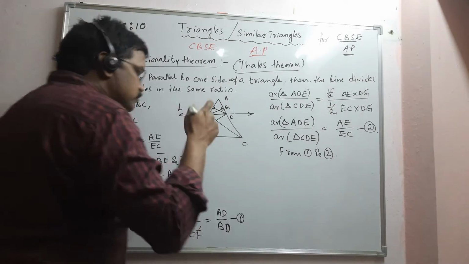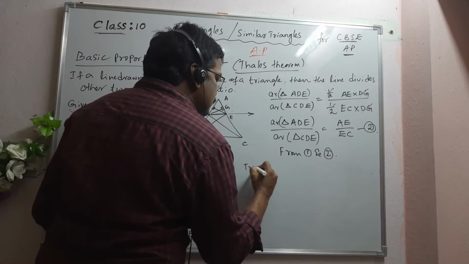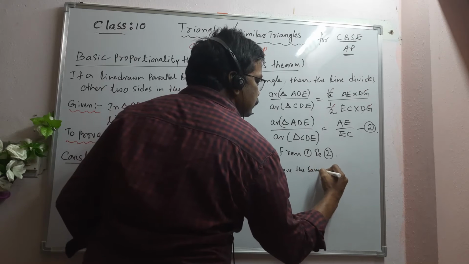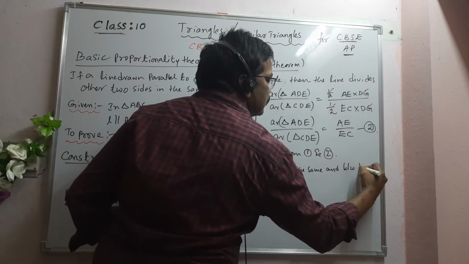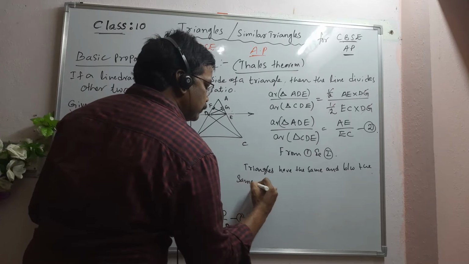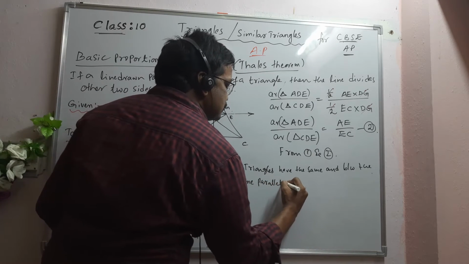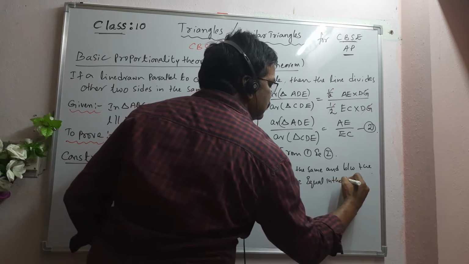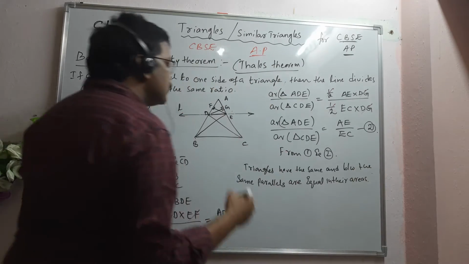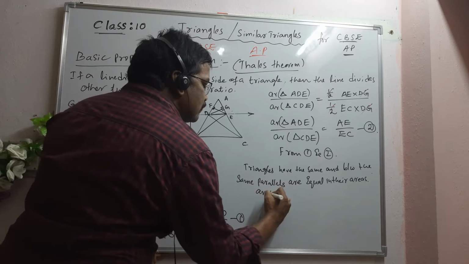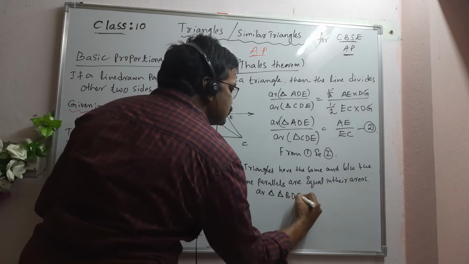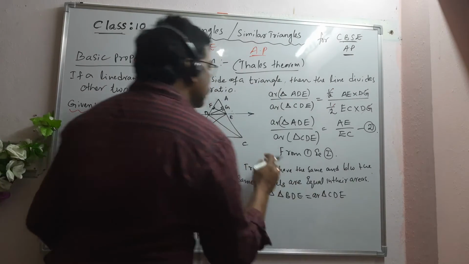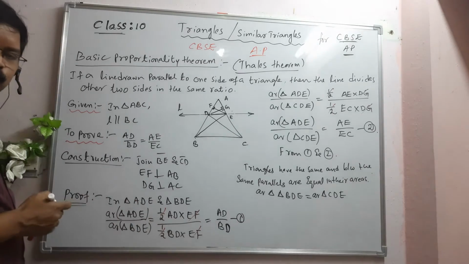Understand, students? See, I will write the concept here. Triangles having the same base and between the same parallels are equal in their areas. Therefore, you can write here area of triangle BDE is equal to area of triangle CDE. ADE and CDE are equal.